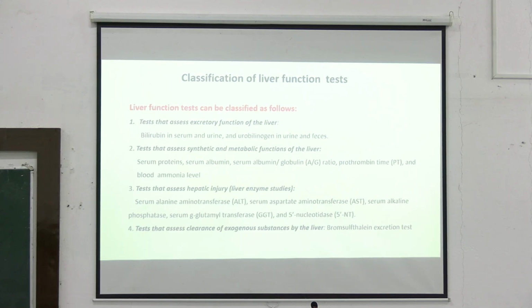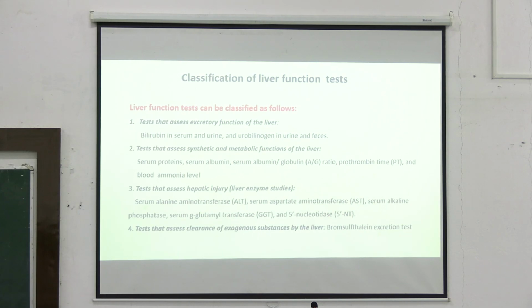Now, the classification of liver function test. Number one is tests that assess excretory function of the liver: bilirubin in serum and urine, and urobilinogen in urine and feces. Number two is tests that assess synthetic and metabolic function of liver: serum protein, serum albumin globulin ratio, PT time, and blood ammonia level.